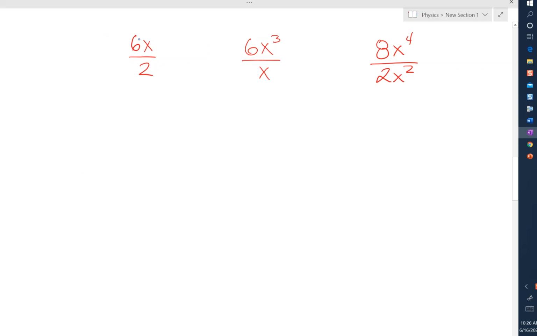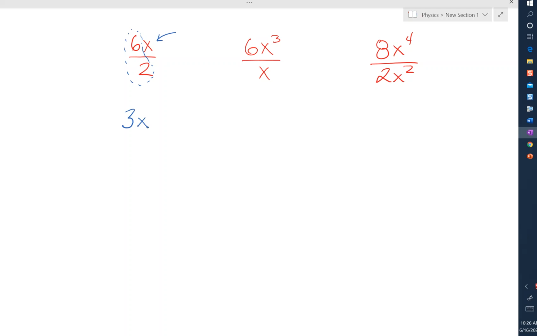So on this first one, I start with the numbers. I've got a 6 on top and a 2 on bottom. So 6 divided by 2 is 3. And if I look at the x, there are no other x's in the problem, so I just bring that x to the final part of the solution. Now let's go to one that's a little more complicated.